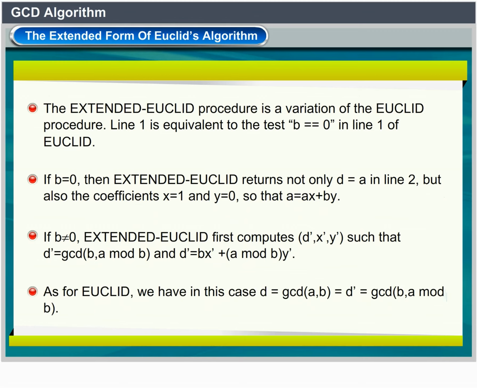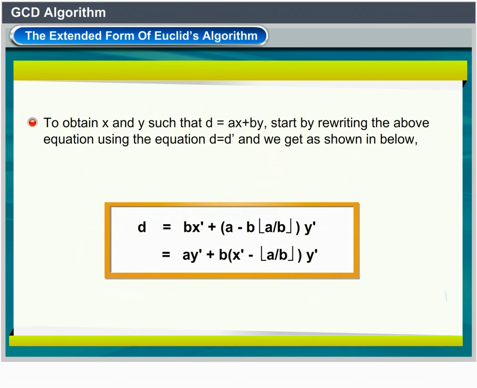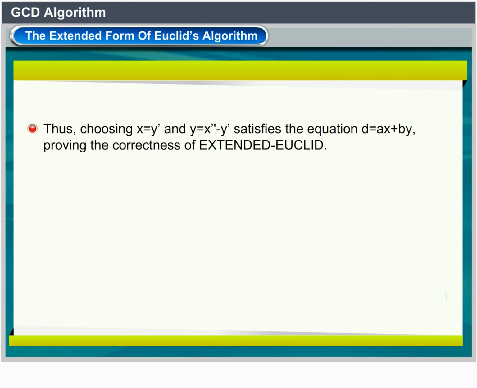To obtain x and y such that d equals ax plus by, start by rewriting the above equation using the equation d equals d', and we get the expression shown below. Thus, choosing x equals y' and y equals x' minus floor(a/b) y' satisfies the equation d equals ax plus by, proving the correctness of extended Euclid.